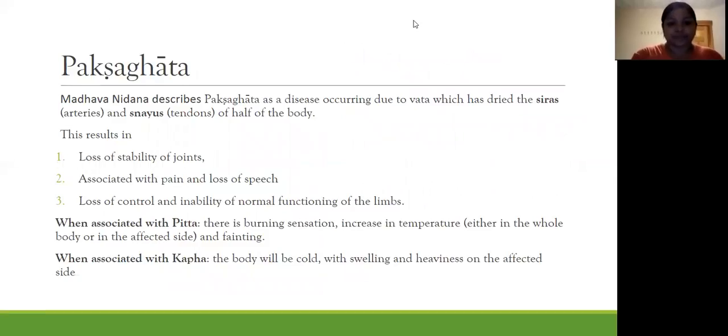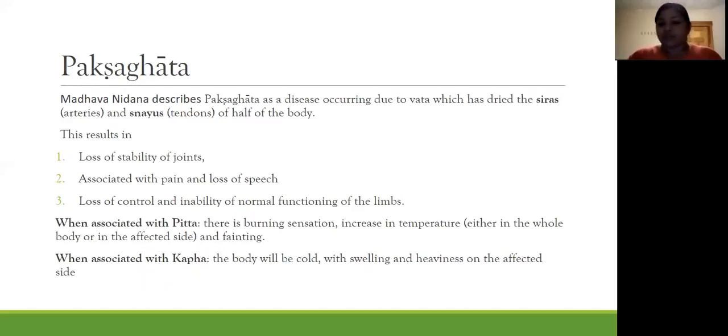So, Pakshaghata. In the Madhava Nidana, the textbook we talked about, which is primarily about pathogenesis and the Pancha Nidanas, the different factors that cause disease and the presentation of disease, basically all about pathology, he describes Pakshaghata as a disease occurring due to Vata, where the Vata dries out the siras and snayus on half of the body. Siras are translated as arteries, and snayu as tendons. So this Vata dries out the arteries and tendons in half of the body. As we go along, you'll start to see what they mean by that, okay?